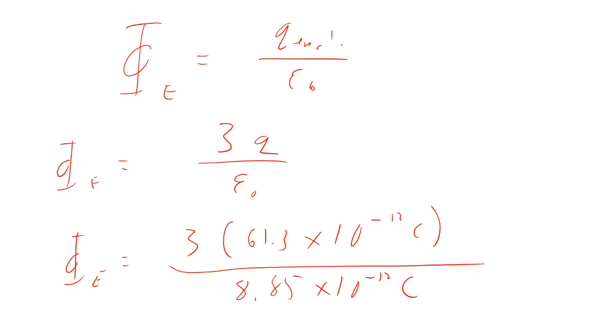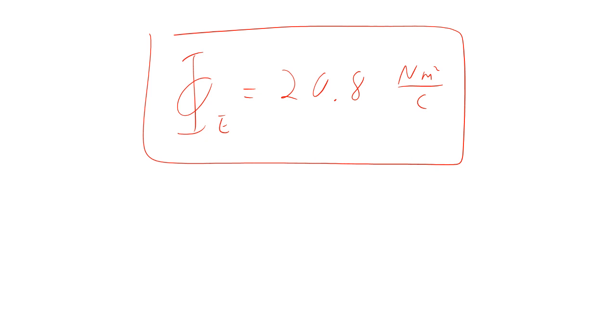And so what that gives us is that the total flux is going to be equal to 20.8 Newton meter squared per coulomb. Again, we do not have to do the really nasty integral. This is the power of Gauss's law.